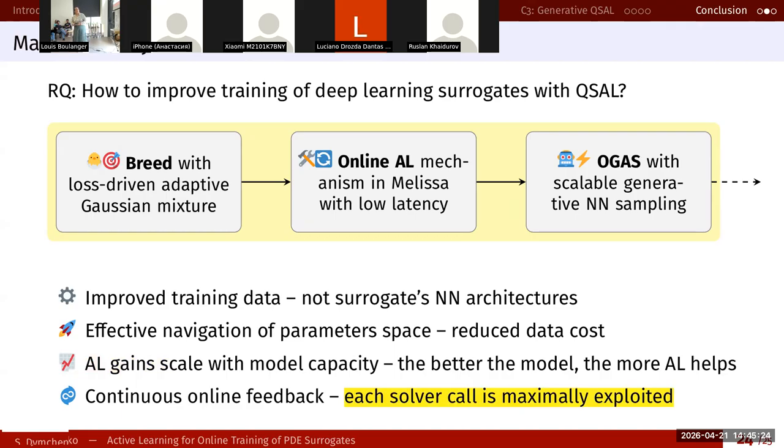And then with this online feedback, we're making every solver call exploited to the maximum, because with the continuous feedback, we make decisions about the data as soon as possible and expose to the neural network this needed training data as soon as we can.